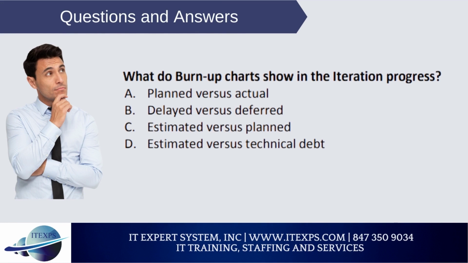What do burn-up charts show in the iteration progress? A. Planned versus actual. B. Delayed versus deferred. C. Estimated versus planned. D. Estimated versus technical debt.